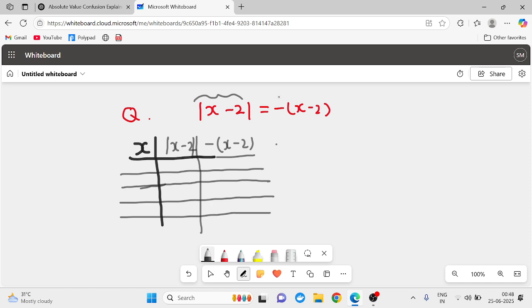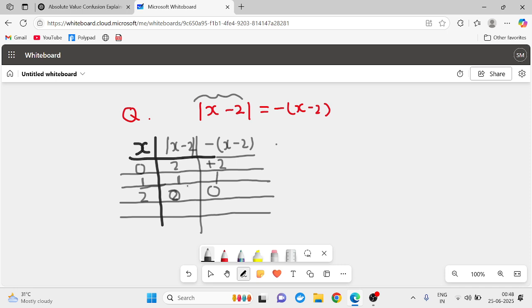Negative of x minus 2, whether it's true or wrong. Suppose if I would have taken 0, it will come 2 and this will come plus 2. If I take 1, it will be 1. This also will be. If I take 2, it will be 0. This also will be 0.